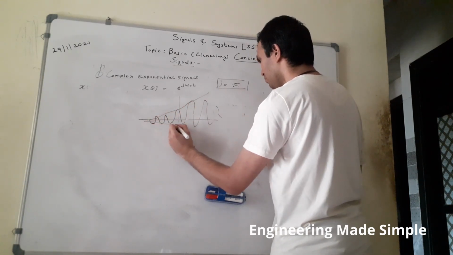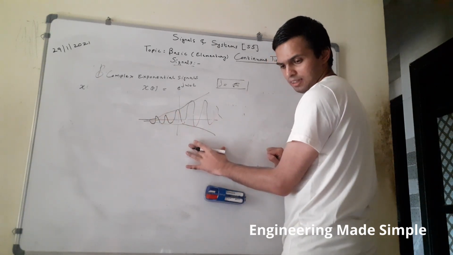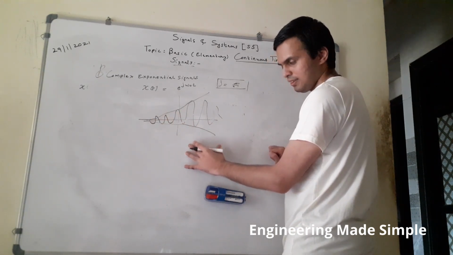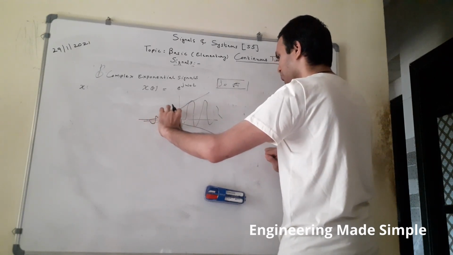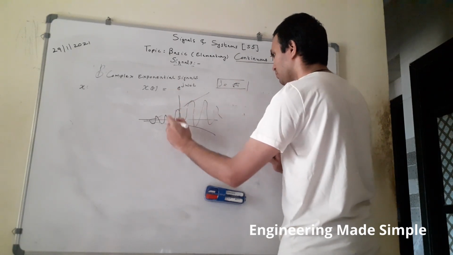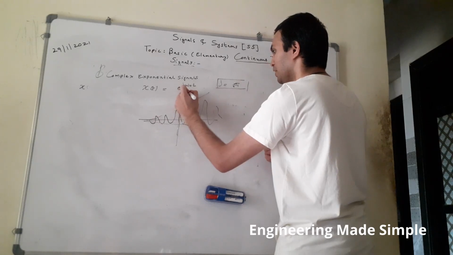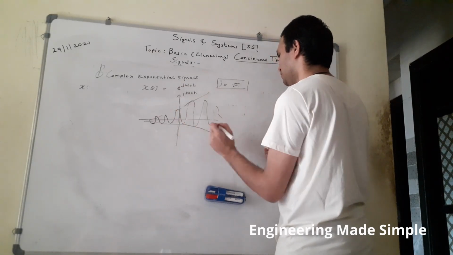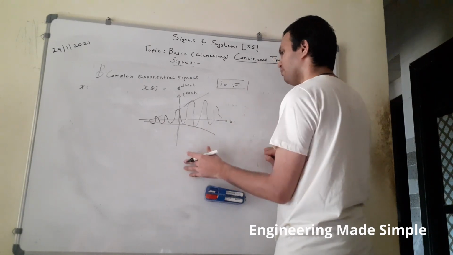And if you observe, this is how it will go on increasing. Earlier the magnitude was small, but it goes on increasing with time. So this is the plot for x of t is equal to e raised to j omega naught t, which is the increasing complex exponential, and this is your time axis.